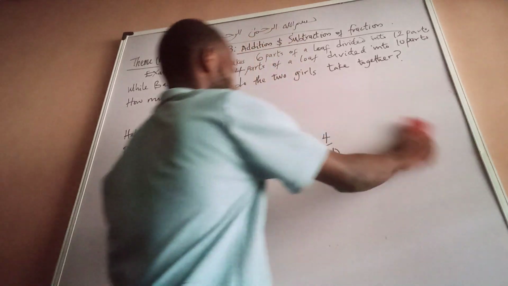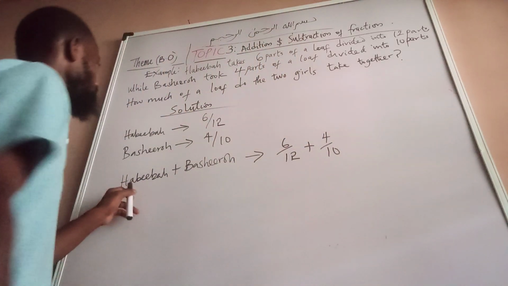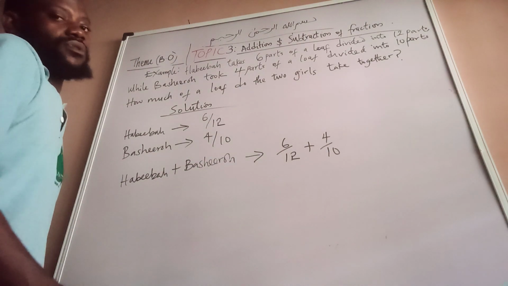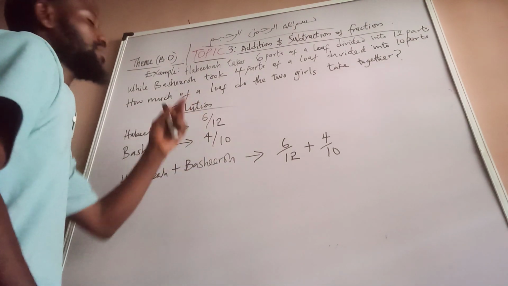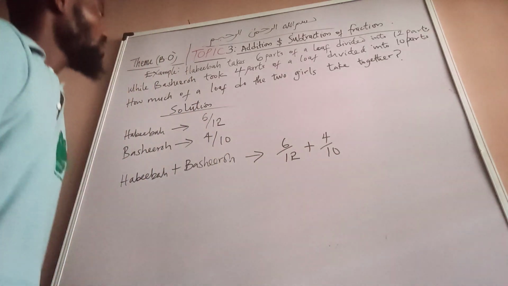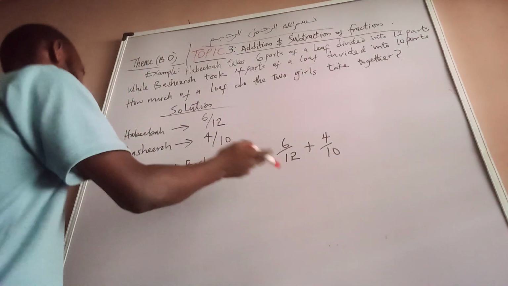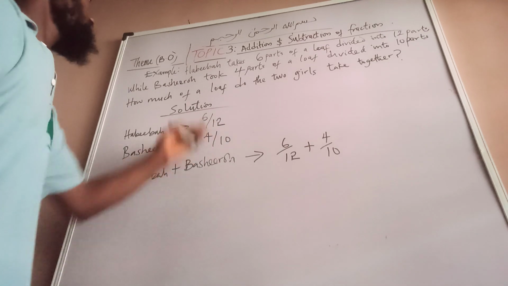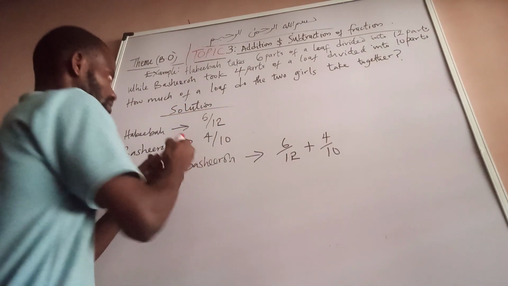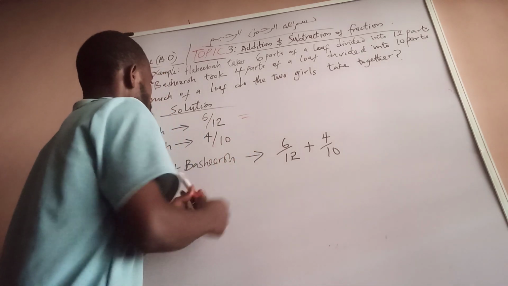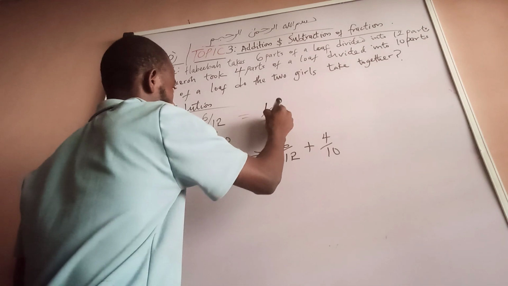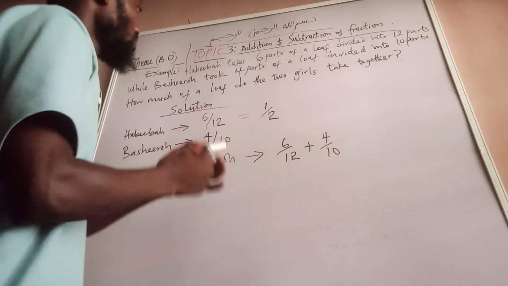Now we say Habiba took 6 over 12 and Bashiro took 4 over 10. Another thing you can do is that before you move on, you can reduce them, because these two can cut themselves down. 6 goes into 6 once and into 12 twice, so 6 over 12 is the same as 1 over 2. Then 4 over 10 is the same as 2 over 5.